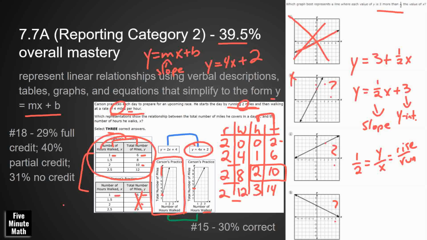Up 1 over 2. This one actually has a negative slope. Once you get a little bit more comfortable with linear equations, anytime it's slanting down, it's a negative slope. That's a positive 1/2 x, so we could have eliminated that as well. So our answer here is going to be C.